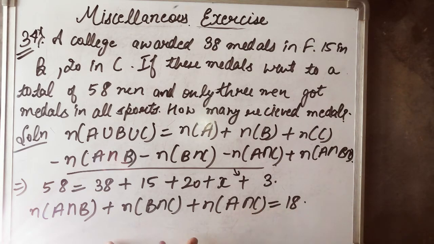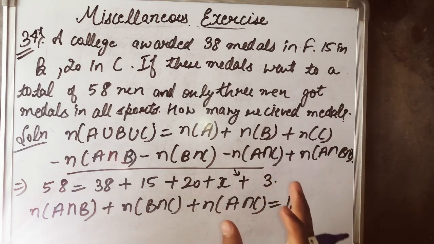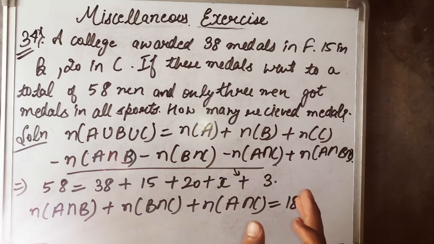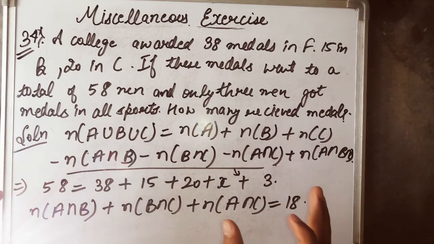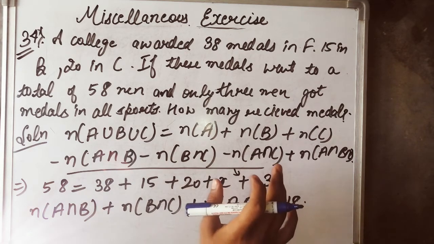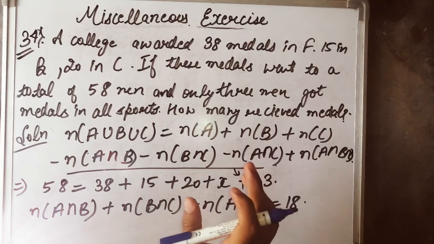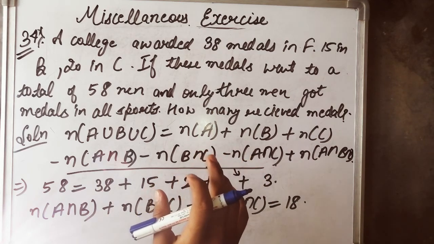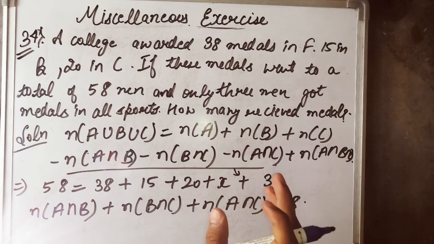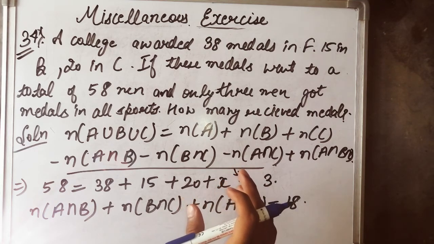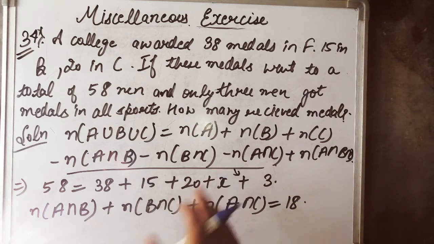Look why I have written this. I have assumed A for the people who were awarded medals in football, B for the people who were awarded in basketball, C for the people who were awarded in cricket, and D for the people who have got the medals in all three sports. And D is equal to n of F intersection B intersection C equals 3.